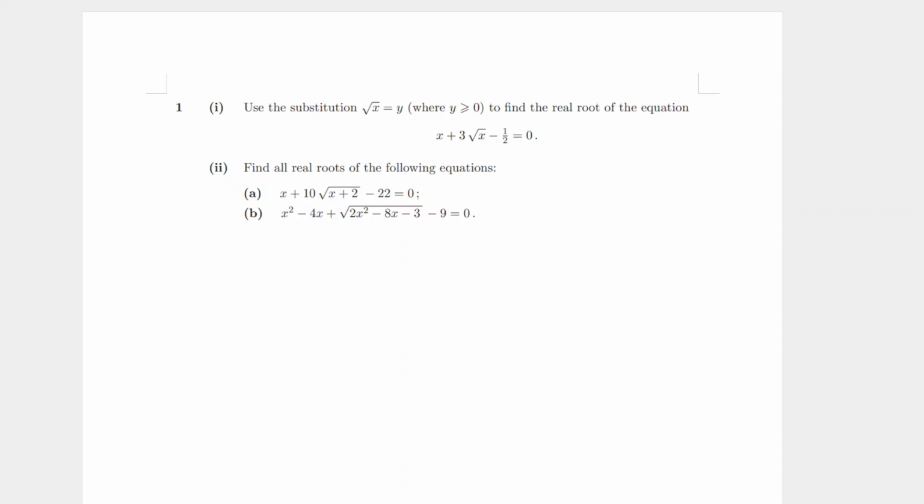So, part 1, what does part 1 say? Use the substitution root x equals y, where y is greater or equal to 0. Well, that's obvious, right? Because the square root is always positive, to find the real root of the equation. Okay, do what you're told. Do what you're told, right?